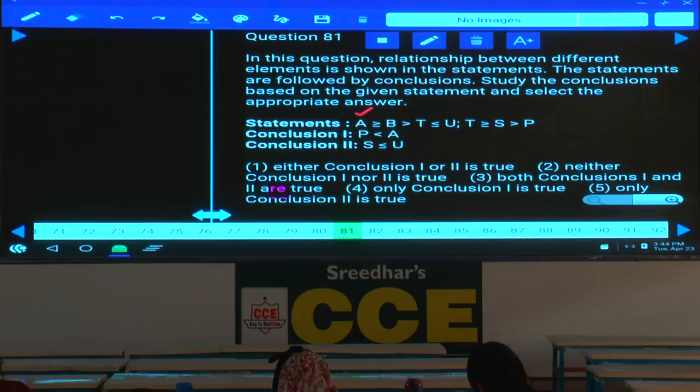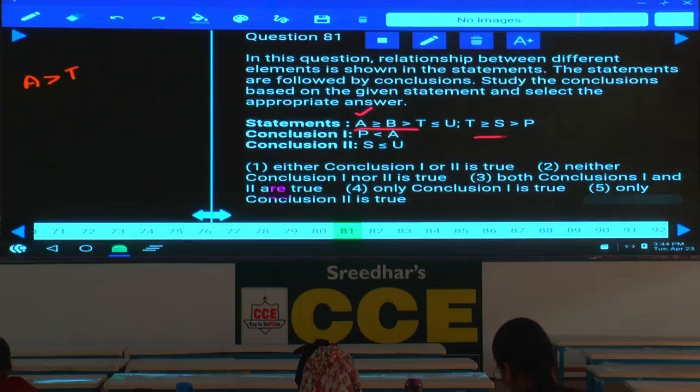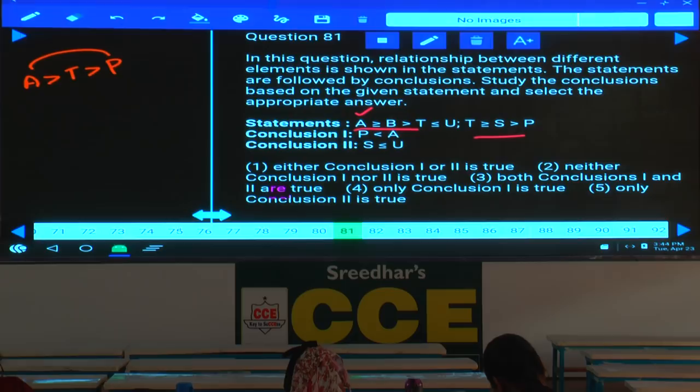Now in the first statement, the relation between A and T can be written like this: A greater than T. And in the next one, T greater than P. As A greater than T, T greater than P, now if you compare these two, A greater than P is definitely true. That means P lesser than A is also true. Hence, the first conclusion is definitely true.